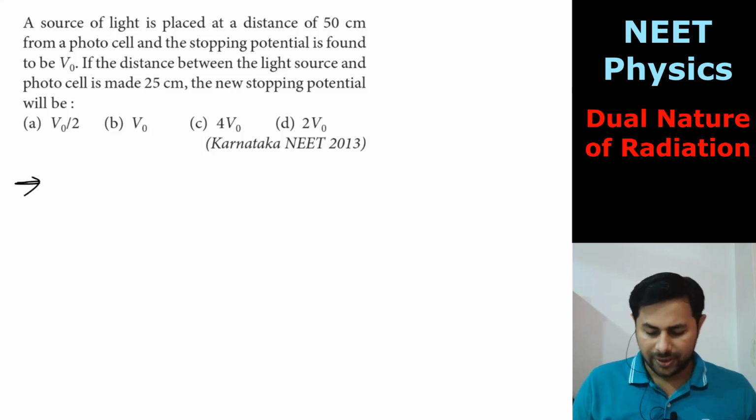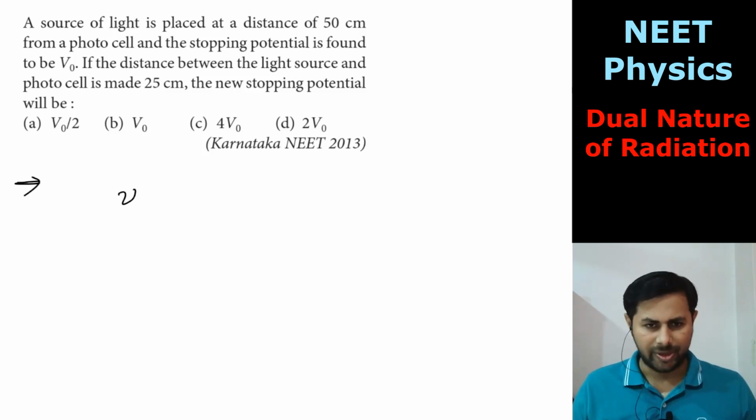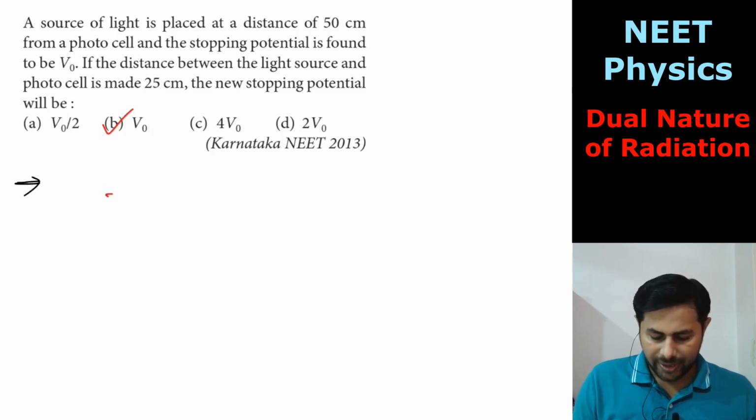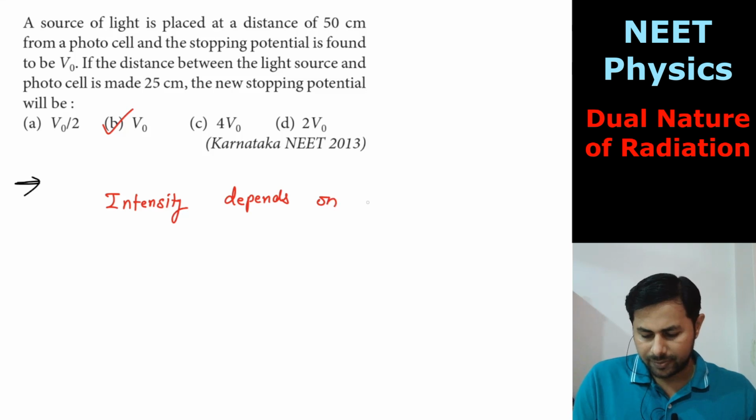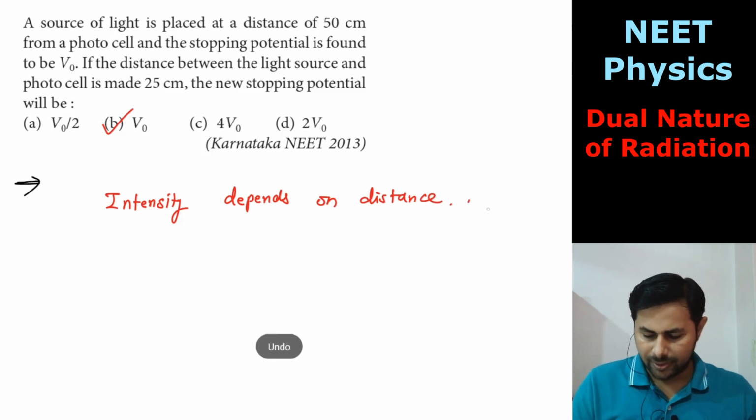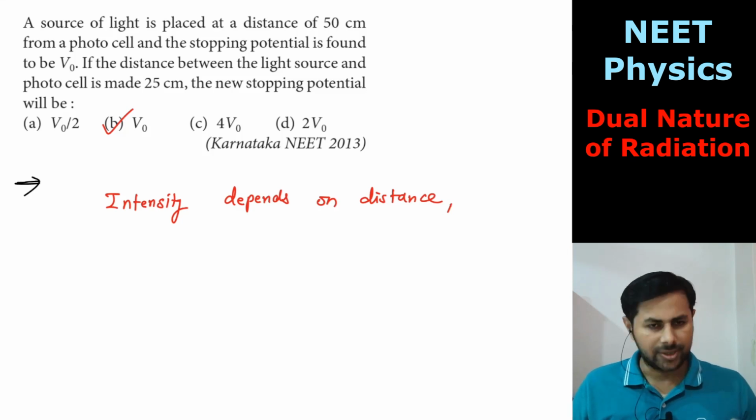You are not changing the frequency of light. So it's option B. Very good. It's V naught only. If you change the distance of the source, what changes? The intensity changes. Frequency does not change. Intensity depends on distance and not the frequency, and therefore the stopping potential does not change.